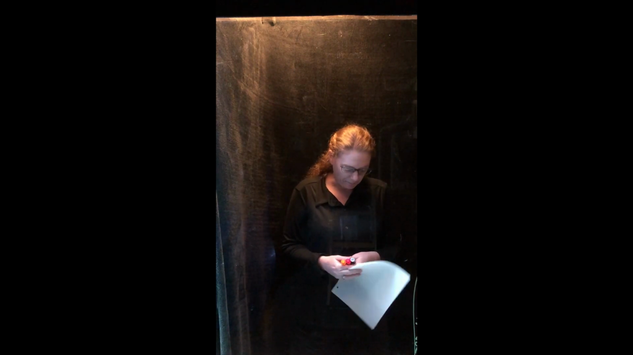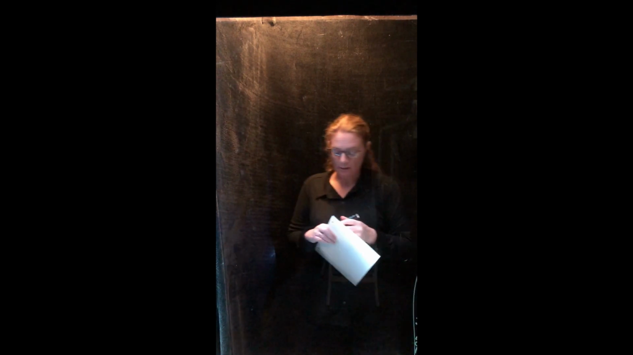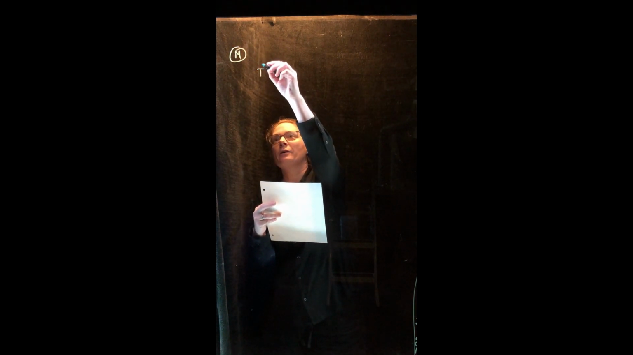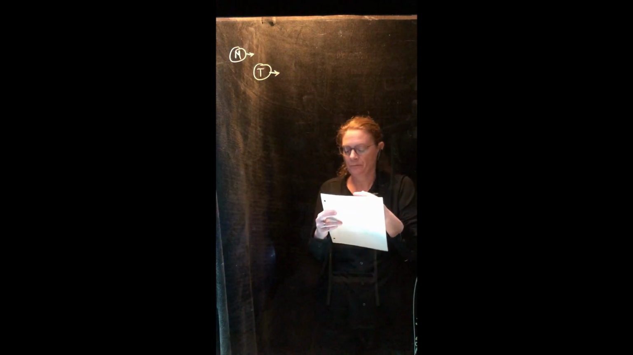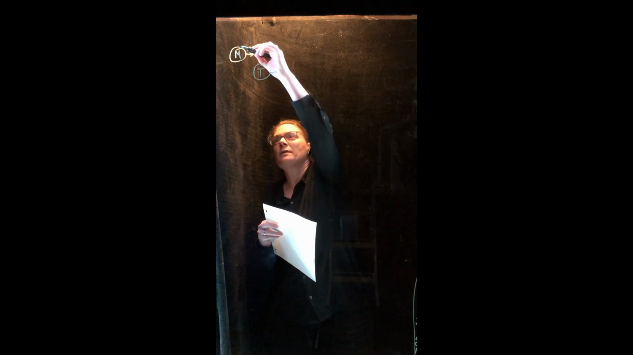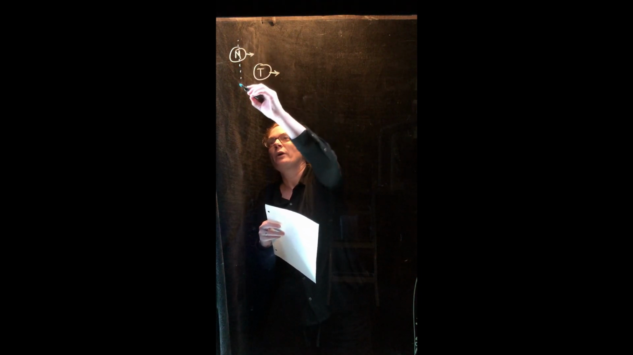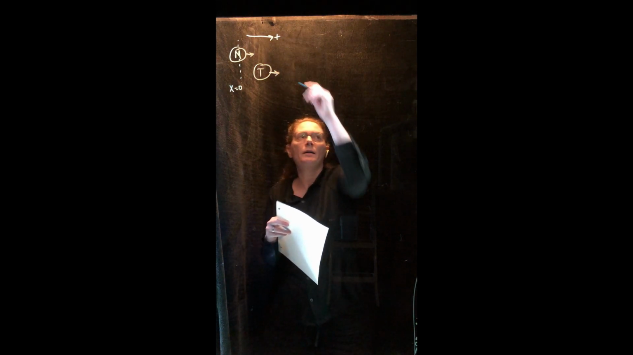So let's see what we've got. As always, we're going to start with a picture. So we've got a motorcycle and a tractor. They're both moving, I'm just going to say, to the right. And now the motorcycle starts out behind the tractor, so I'm going to set this as my 0 point. That's my origin. I'm going to say going to the right is positive.